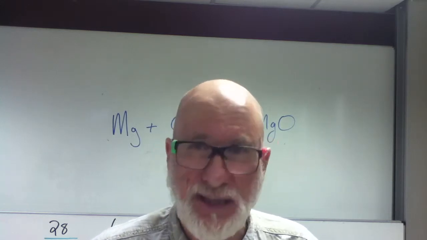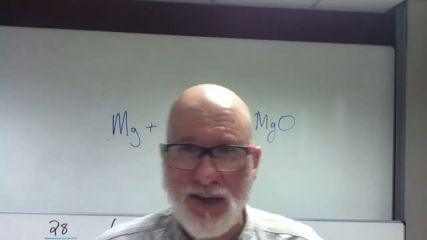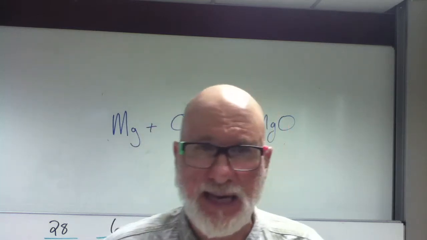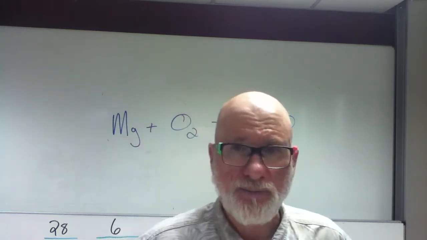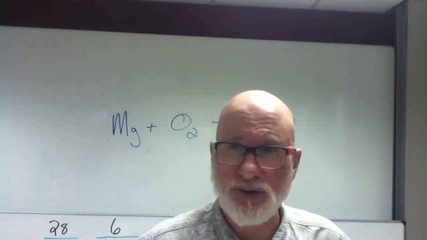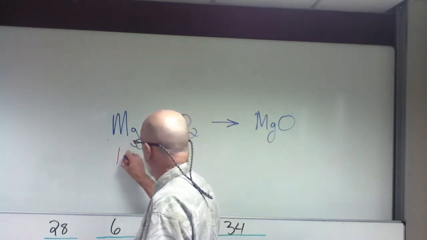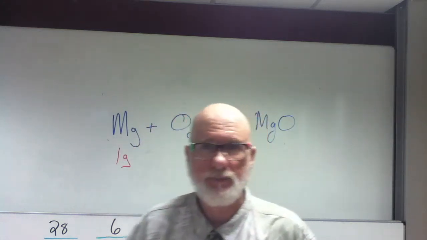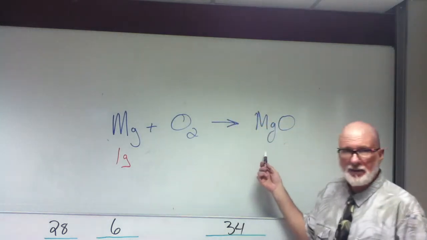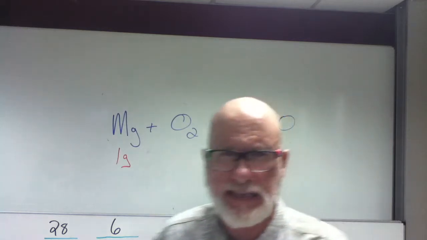So you need a Prelab to give you an idea of what it is you're going to be looking for. So what I'm going to give you is some magnesium. This is just a practice lab. And you're going to burn it as we practiced, and you're going to produce magnesium oxide. So let's say I have 1 gram of magnesium. How much magnesium oxide am I going to produce? Can you use this reaction to determine that, yes or no?